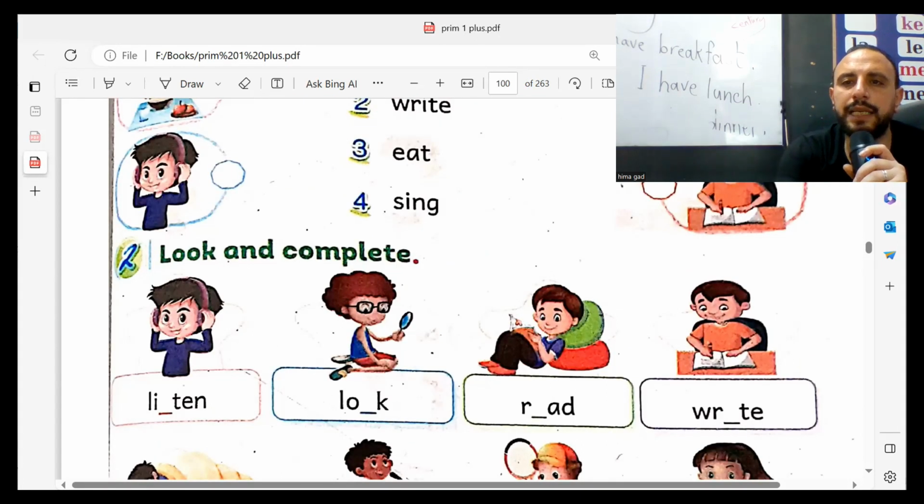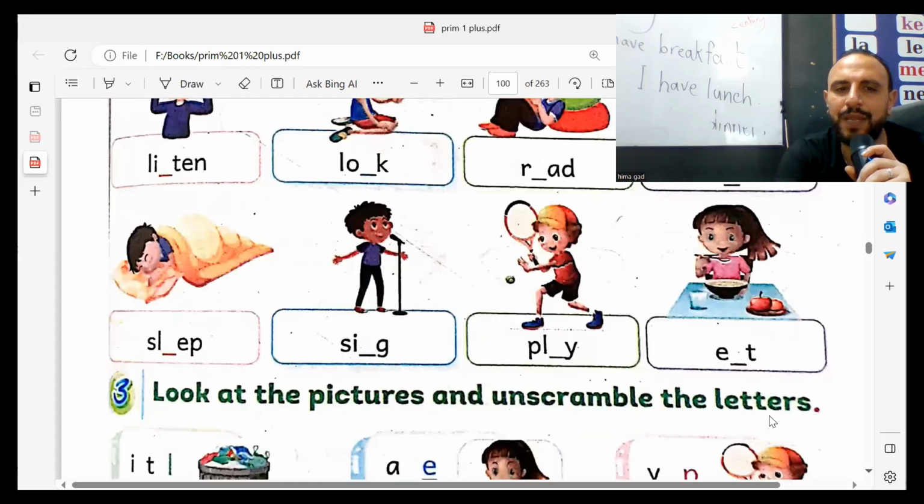Number one: listen. What's the missing letter? Read. What's the missing letter? E. Write. Sleep. What's the missing letter? E. Sing, play, eat. Good job.